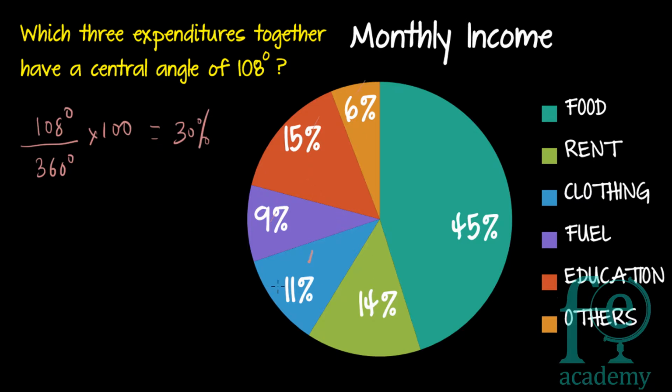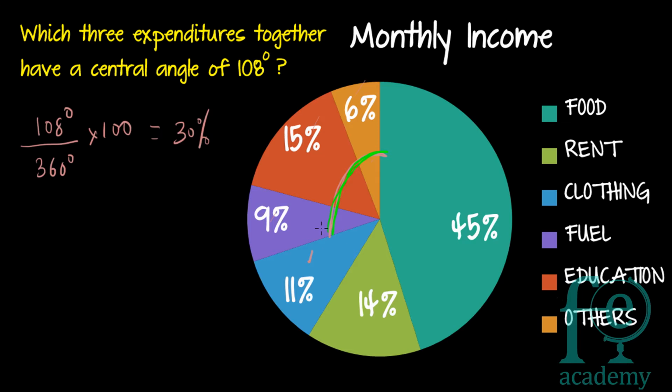So 14 plus 11 is equal to 25. So 25 plus 5% is not there, so it won't come. So just by trial and error method you can do. Then you can try 15 plus 6 is equal to 21 and 21 plus 9 is equal to 30. So these three quadrants will be giving you 30%, or these three quadrants will be representing 108 degree central angle. So 108 degree you find out as a percentage of 360 degree. So you will be getting 30%.